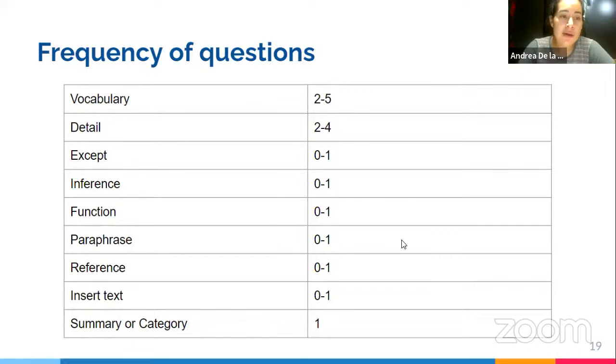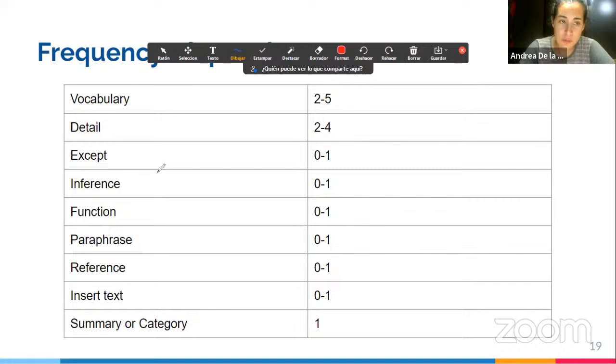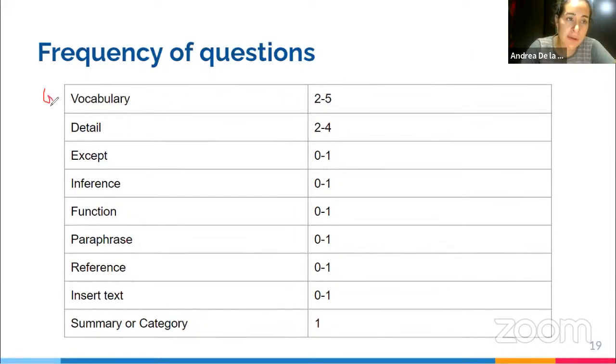First of all, you have 10 different types of questions. These are the ones. You have vocabulary, you have detail, you have except type of question, inference, function, and so on. All of them are important, but I'm not going to lie if I tell you that they matter the same. Why? Because they have different frequencies.